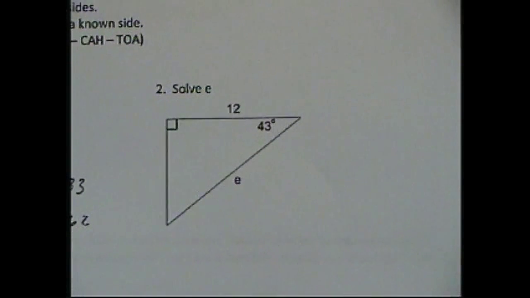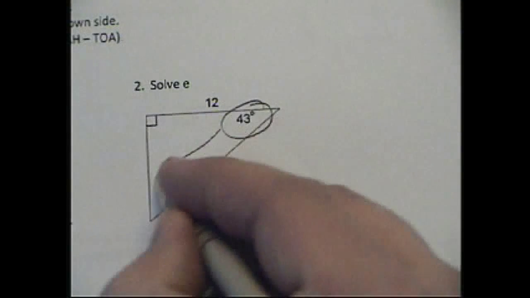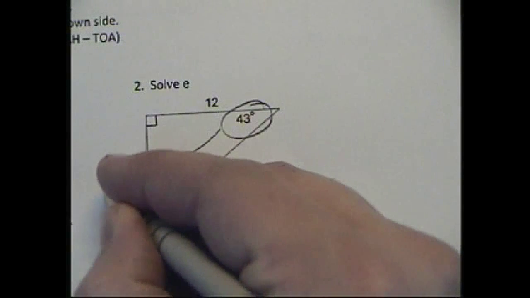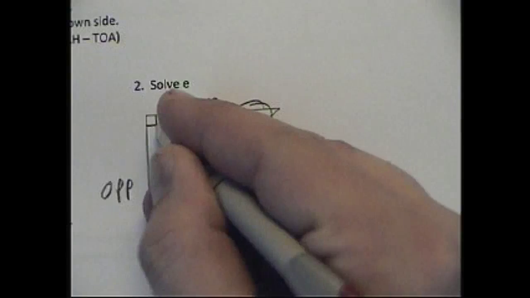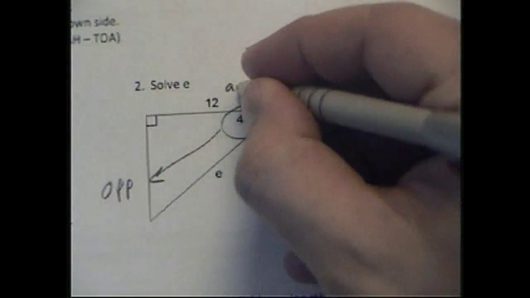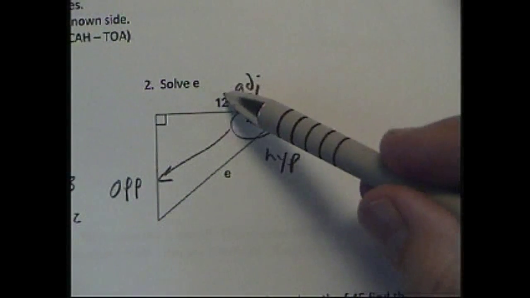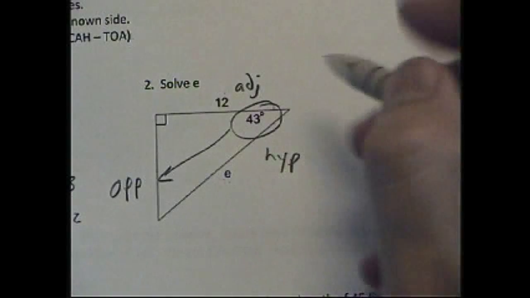Second problem, here again, same idea, basic triangle. We start with the angle. We say across from that angle is our opposite side. Across from the 90 is the hypotenuse, and then the leftover must be adjacent. This time we know the adjacent. We are trying to find the hypotenuse.